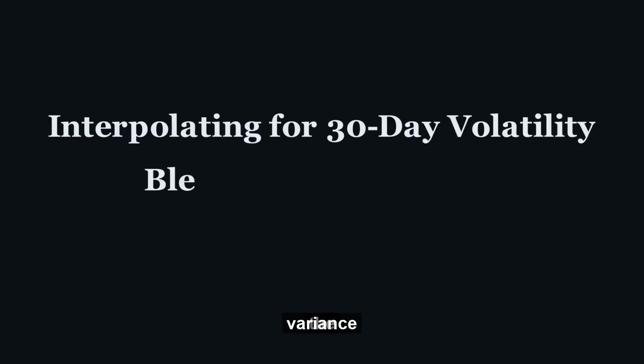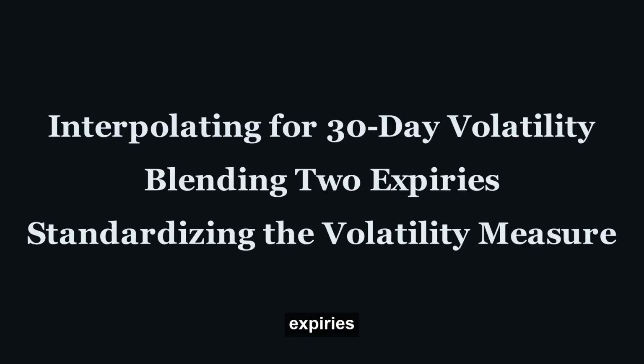Once we've calculated the variance for both the nearest and next nearest expiries, we need to combine them to derive a single 30-day implied volatility. This is achieved through a linear interpolation process. We effectively blend the two variance values, weighting them by how close their respective time to expiries are to our target 30-day period. This interpolation is crucial because it standardizes the volatility measure, allowing for consistent comparison over time, regardless of the specific option expiry cycles.